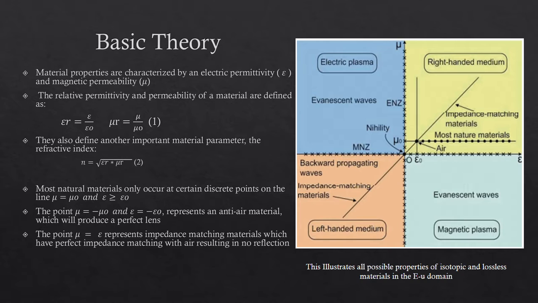For example, when mu equals negative mu naught and epsilon equals negative epsilon naught, this represents an anti-air region which can produce a perfect lens. Another special property is on the line mu equals epsilon, which represents a region with impedance matching material, which have perfect impedance matching with air, resulting in no reflection.